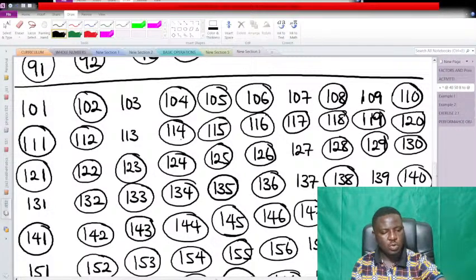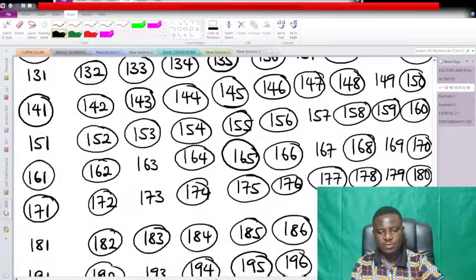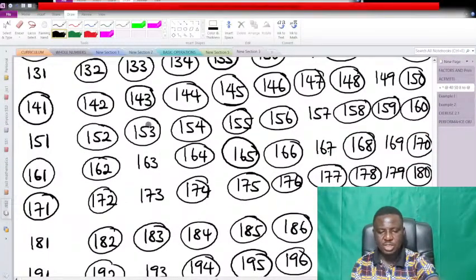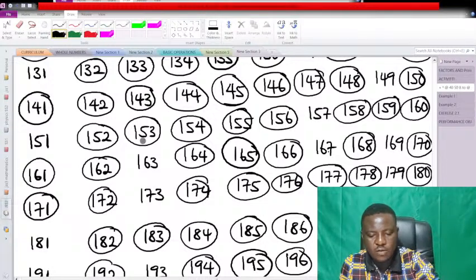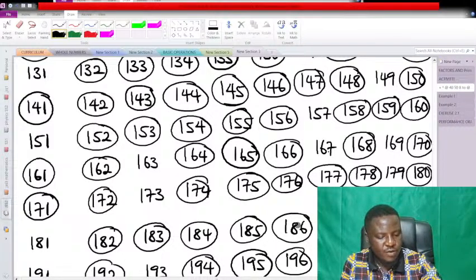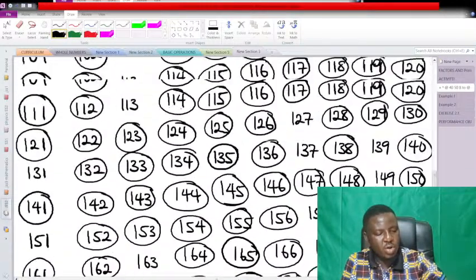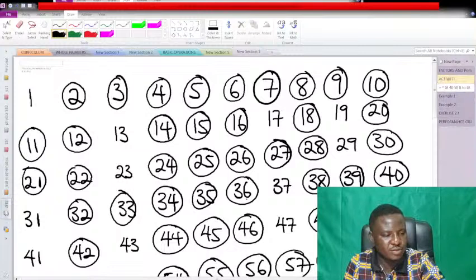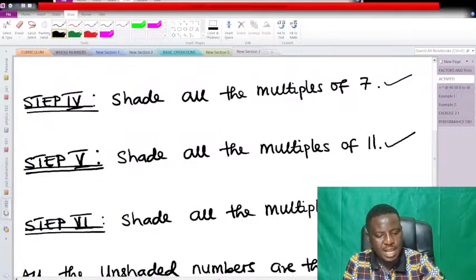143. If you look at it, they are evenly arranged: 154, 165, 176. 176 plus 11 is 187, and we have 198. So we have shaded all the multiples of 11. And now shade all the multiples of 13.